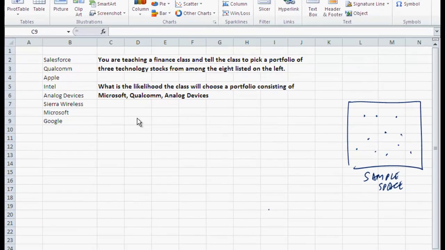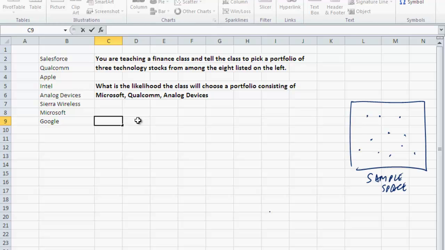So let's see, in how many ways could I choose the first company? Since there are 8, clearly I could choose the first company in my portfolio in 8 different ways. Now obviously I can't choose it again as my second company. So once I have chosen the first company for my portfolio, then the second company can be chosen in 7 different ways, and the third company can be chosen in 6 different ways. So I have 8 times 7 times 6, which is 336.